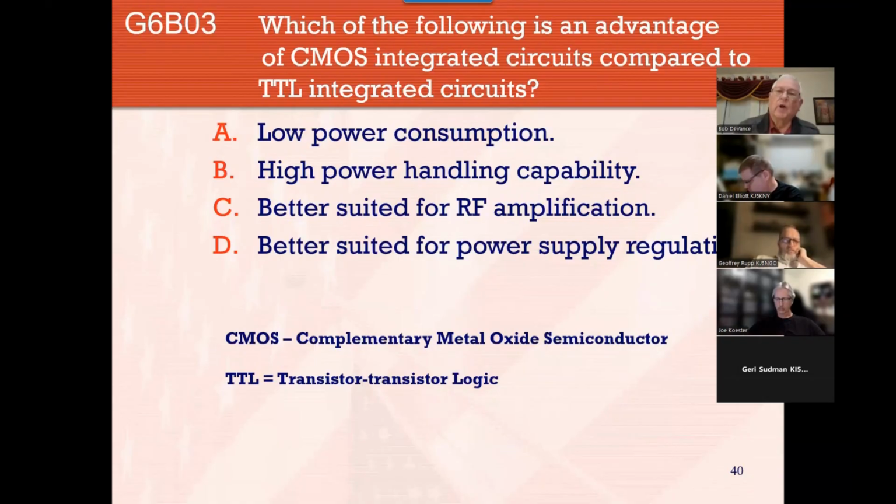So which of the following is an advantage of CMOS? The main advantage is the power consumption. They use much, much less power than TTL. It's all transistors and diodes.